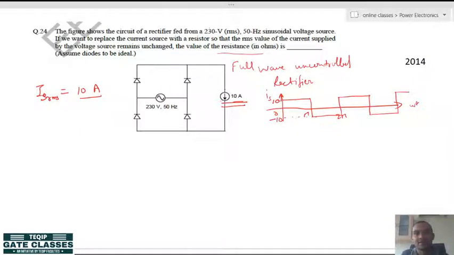Now it is saying that the source RMS voltage is also given to you, that is 230 volts, and that if you want to replace the current source with a resistor so that the RMS value of the current supplied by the voltage source remains unchanged, what should be the resistance value in ohms. All diodes are ideal.